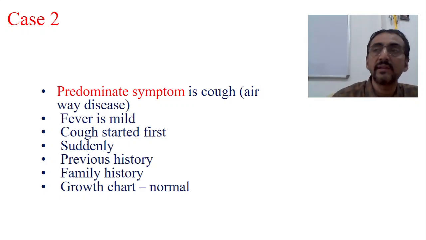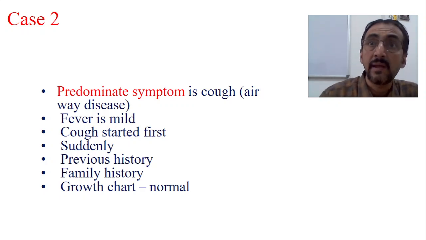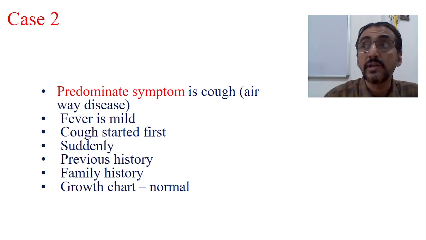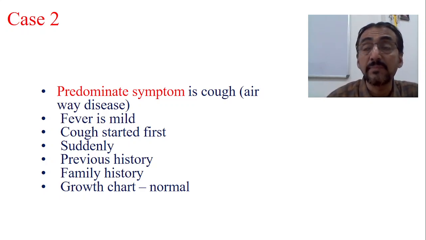So now the things are very clear, isn't it? Cough is the predominant symptom, fever is a mild symptom, cough started first, that also started very suddenly, there is previous history, there is family history, and the growth chart is also not much affected. One thing is very clear, and the child is playful in between and there are not many problems. One thing is very clear: this is not bacterial. Now see, it is viral or allergic.